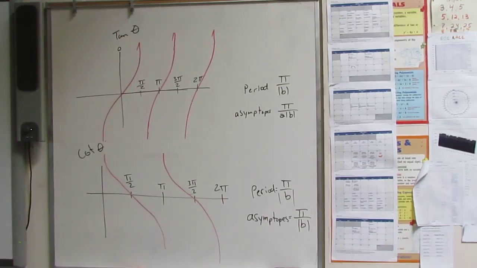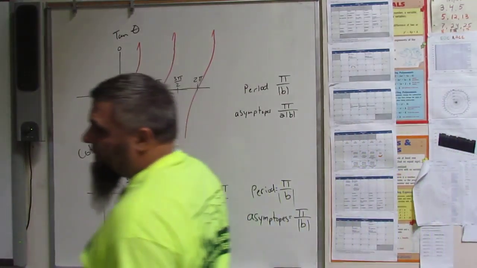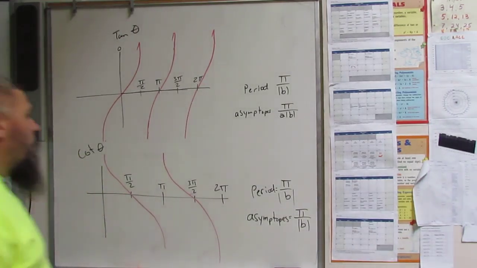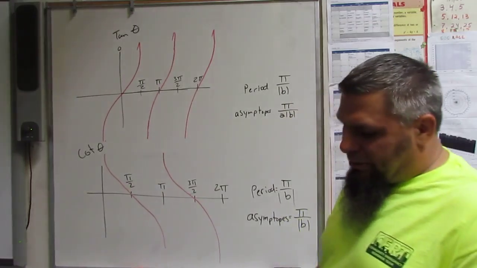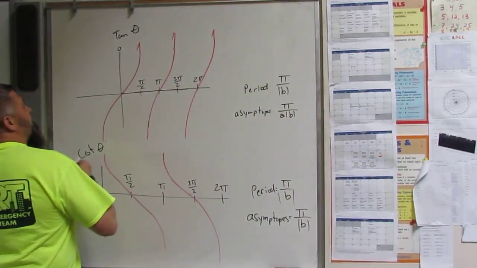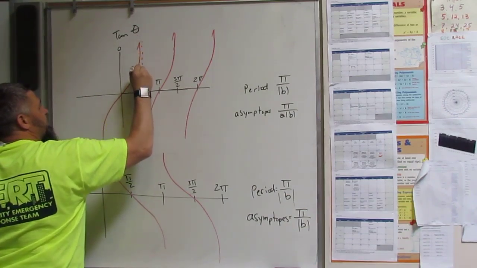We've got cotangent and tangent. Okay? And with cotangent and tangent, we have some things going on. There are definite things called asymptotes. Asymptotes are like invisible lines.